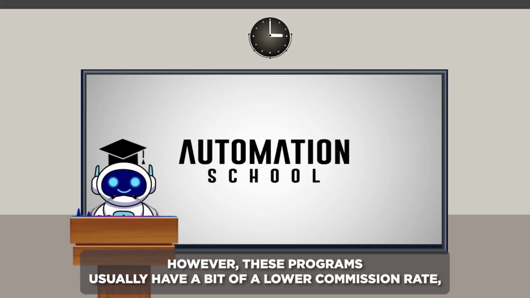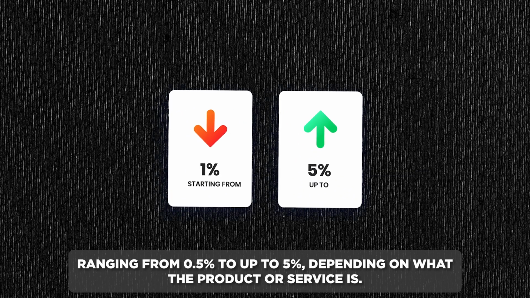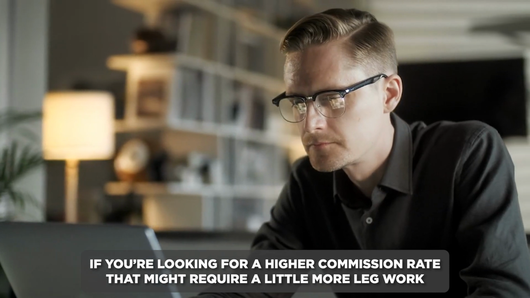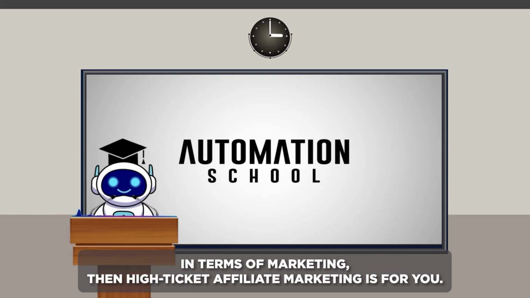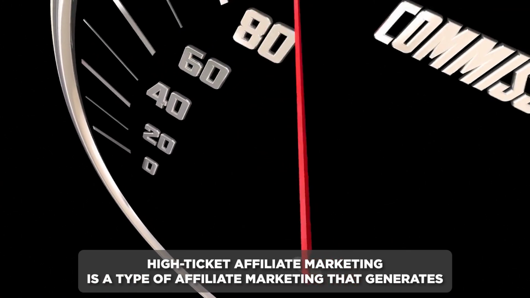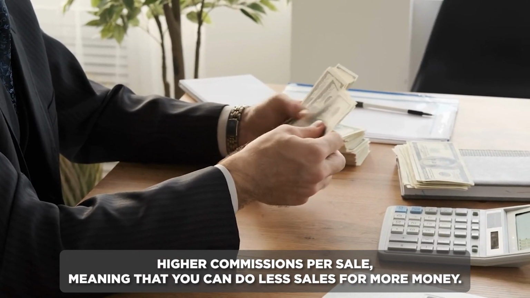However, these programs usually have a bit of a lower commission rate, ranging from 0.5% to up to 5%, depending on what the product or service is. If you're looking for a higher commission rate that might require a little more legwork in terms of marketing, then high-ticket affiliate marketing is for you. High-ticket affiliate marketing is a type of affiliate marketing that generates higher commissions per sale, meaning that you can do less sales for more money.